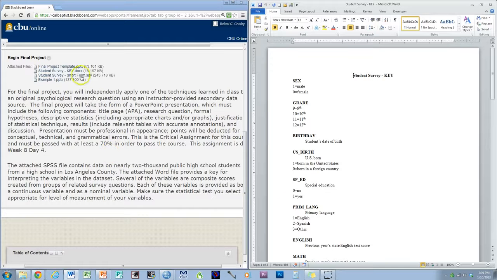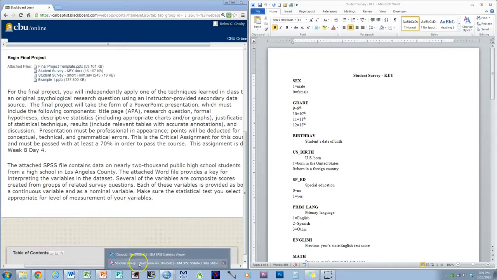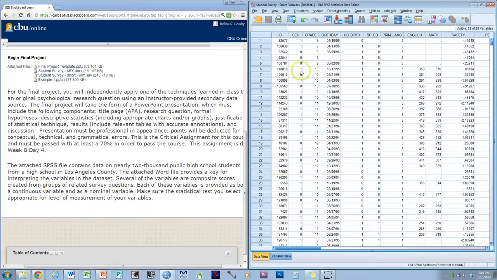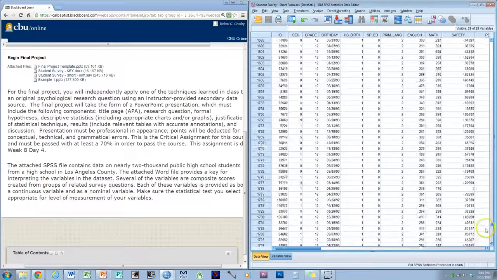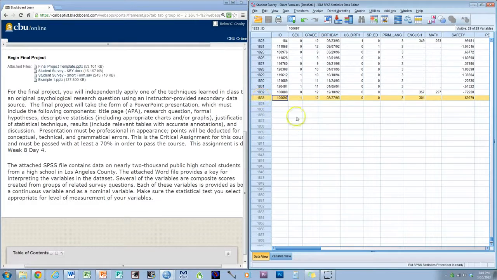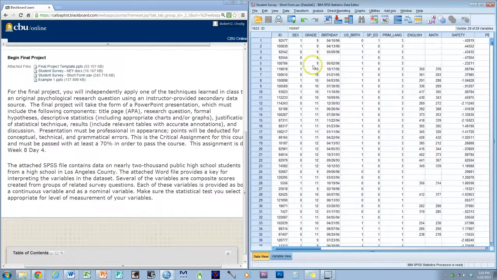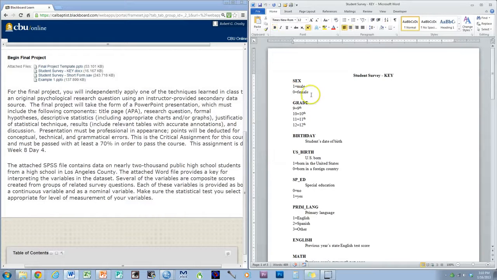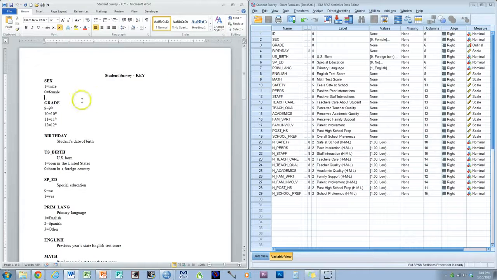So what's going on here in the data set is we have data on about 2,000 different high school kids. And we have data collected on their gender, their grade, birthday, where they were born, a whole bunch of different psychological and academic variables. And if you look here, we've got a pretty large data set. There are 1,833 participants in the data set. And this file right here, student survey key, this is it. This tells you what the different variables mean and how they're coded.